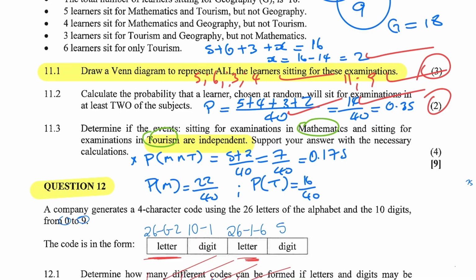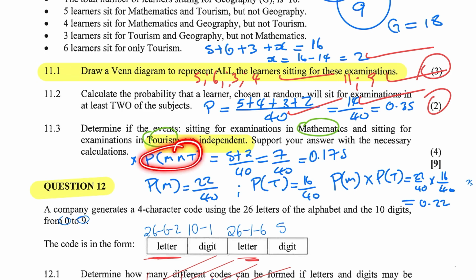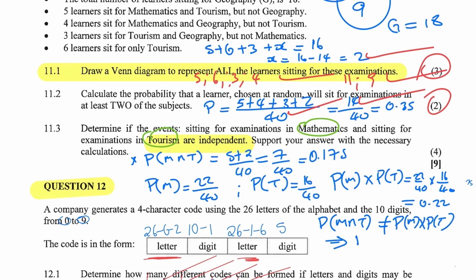Then we need to just find the product of these two. So you punch in 22 over 40 times 16 over 40. Punch that in your calculator, and you should get 0.22. Now, do you see that this is not equal to that? We're not getting the same answer. So probability of M and T is not equal to probability of M times probability of T. Therefore, not independent.